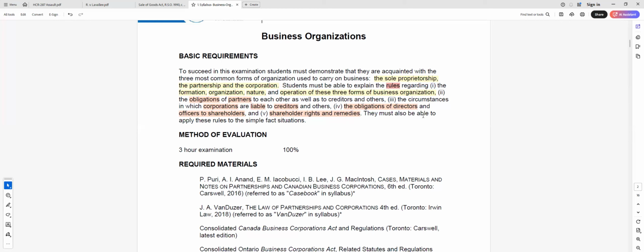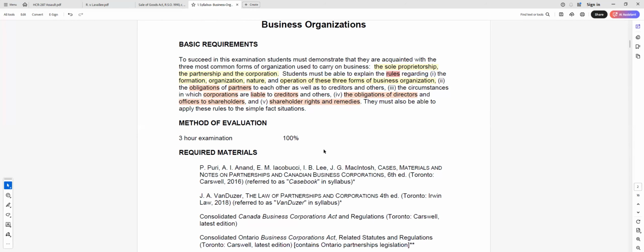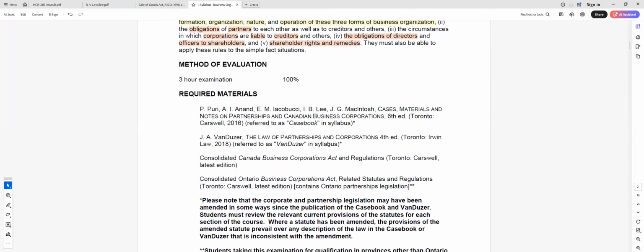They may also be able to apply these rules to the simple fact situation. So that's what I told. They'll give you a fact pattern situation, you will have to solve that. So this is the basic requirement that they expect out of the students of NCA for business organization.